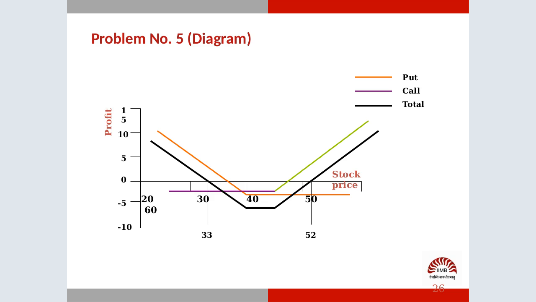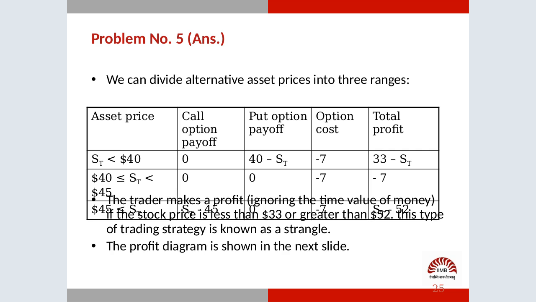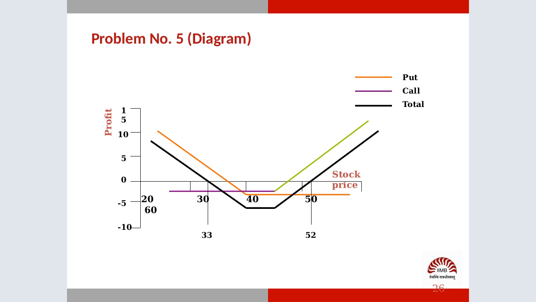So what you get is the black line. Now, interestingly, this kind of diagram is what is referred to as a strangle. You can read it out here, and this is something which will show up in one slide after this. It is called a strangle. And when would you do such a contract? You do this contract when you do not know which way the spot price is going. The current spot price is somewhere in between, but you do not know which way it is going. The spot price may go below 33, or above 52.